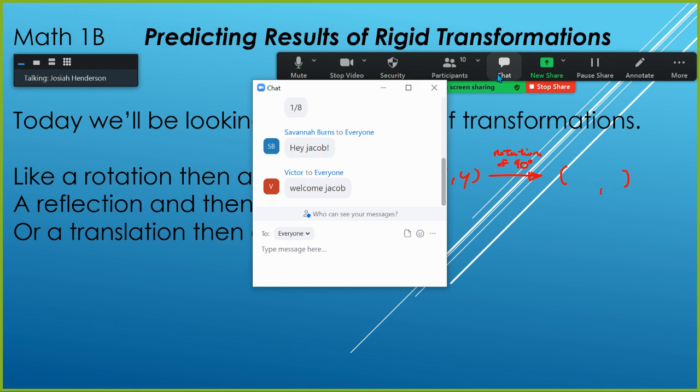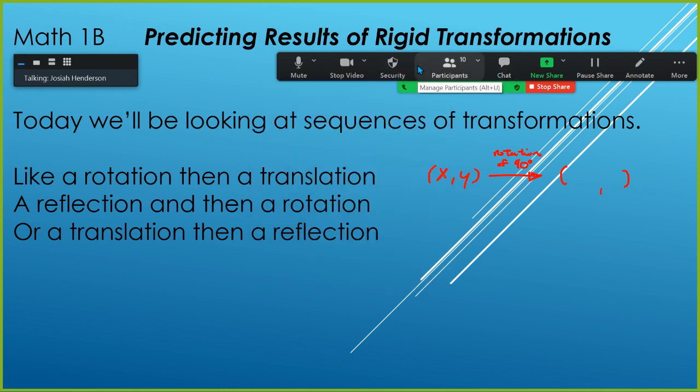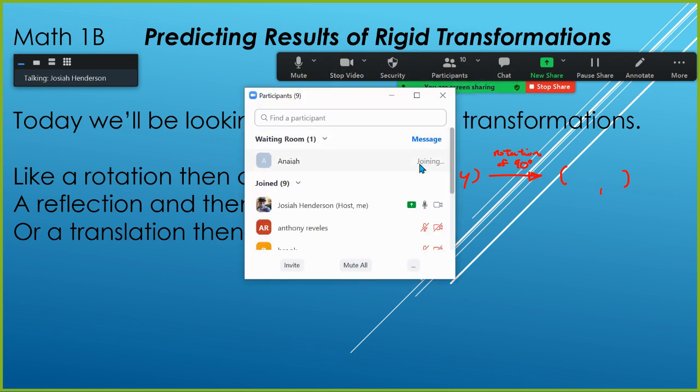Okay, perfect. Thank you for waiting for me. I guess that's one benefit of being on Zoom instead of in person. All right. So, with your notes in hand, and let's see, Anaya's still joining. It's taking a second for the computer.